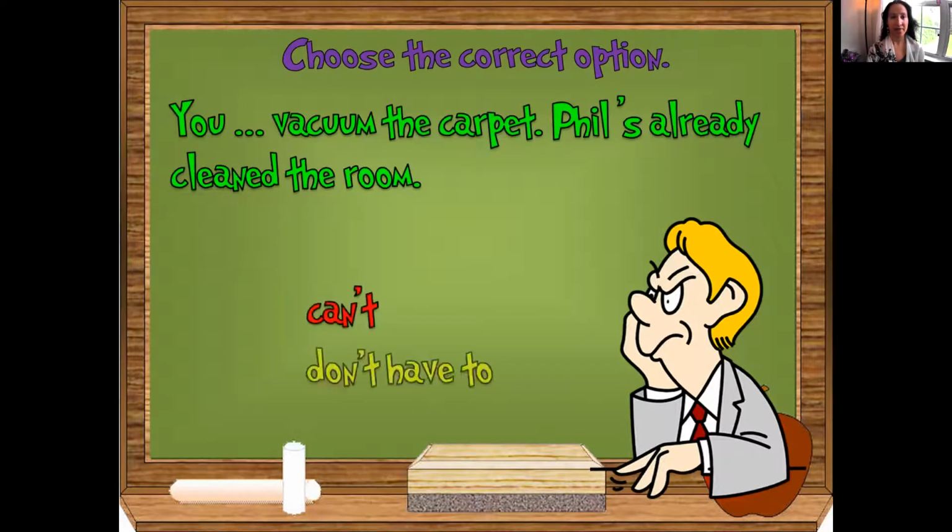You blank vacuum the carpet. Phil's already cleaned the room. You can't vacuum the carpet. You don't have to vacuum the carpet. You mustn't vacuum the carpet. Remember, Phil's already cleaned the room. You don't have to vacuum the carpet because Phil's already cleaned the room. The only time you may want to is if you didn't think it was clean enough, right? You don't have to.